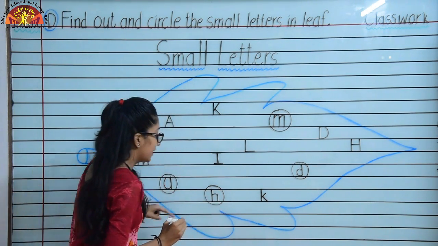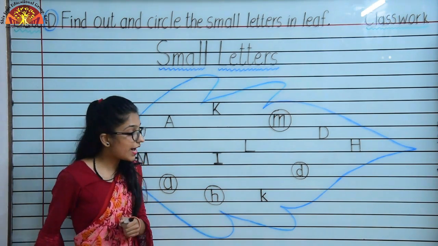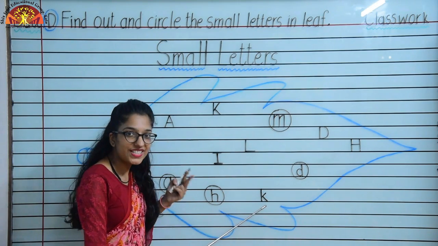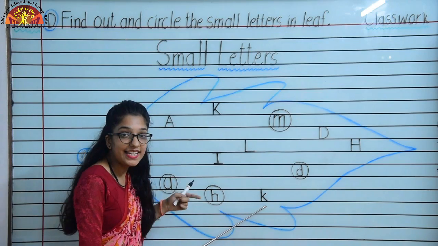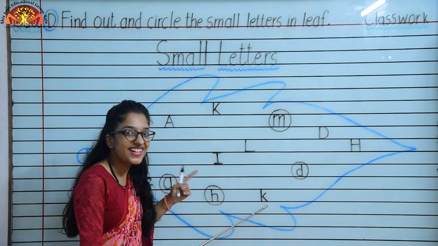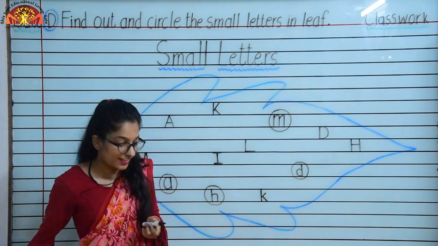Like this. This is small letter H. Now move to next one. Now tell me, which letter is this? Is it small or capital? Yes, this is small letter K. So we have to circle on this letter. So let's do it.